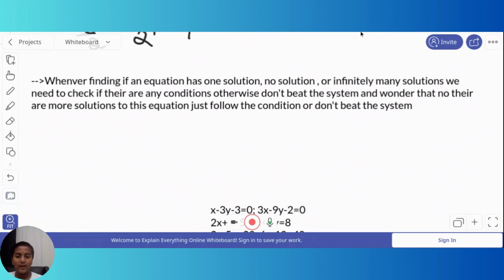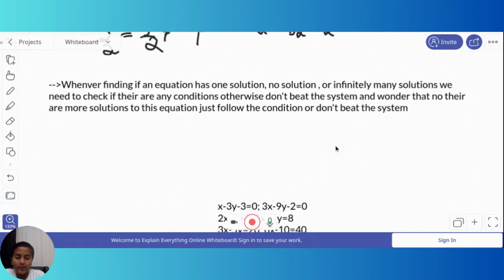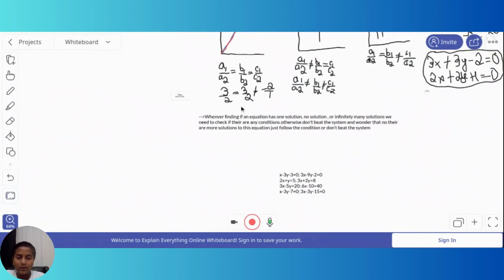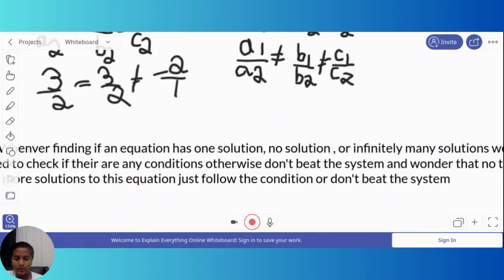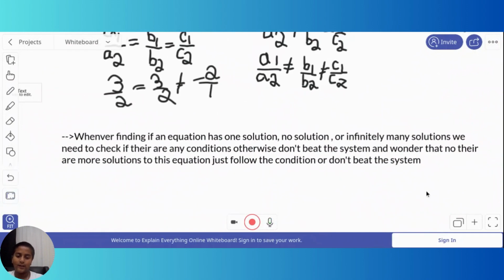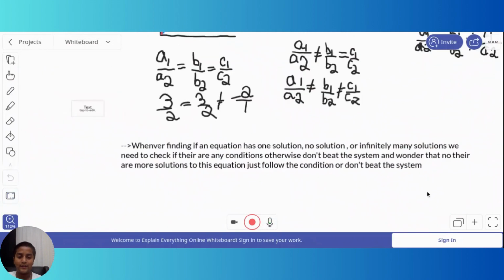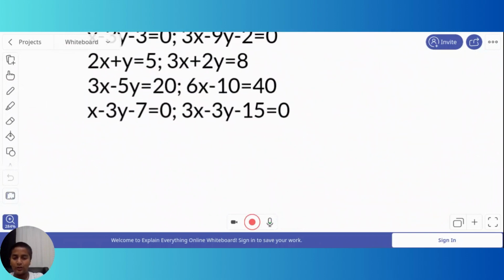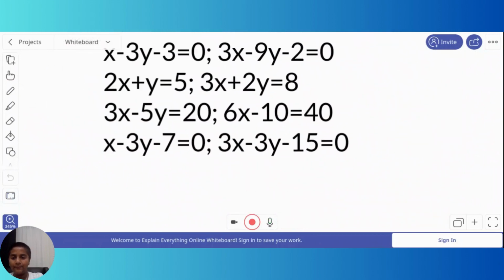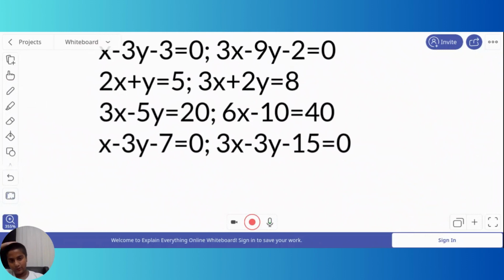Sometimes it might say that there are no rational numbers included, or no integers, or if no conditions have been stated, just follow the infinite solution, no solution, or one solution rule. It's just as simple as that. So again, please don't beat the system. Now we're going to do 4 practice problems. I'm pretty sure you might have already seen them, but we're going to go through it.